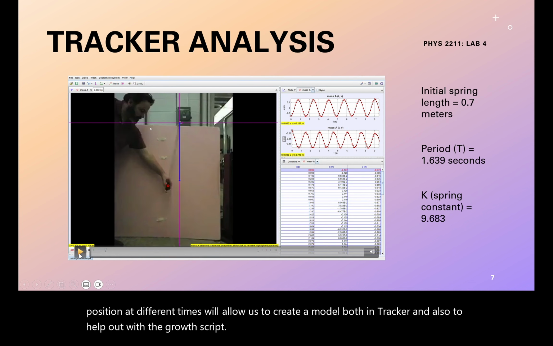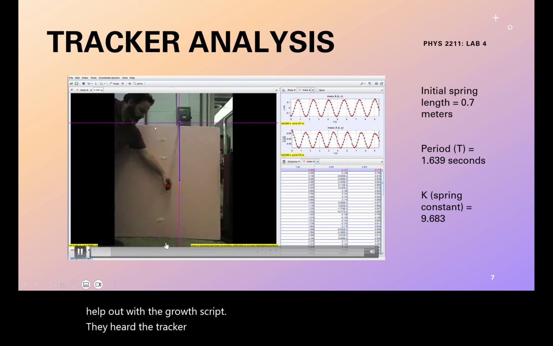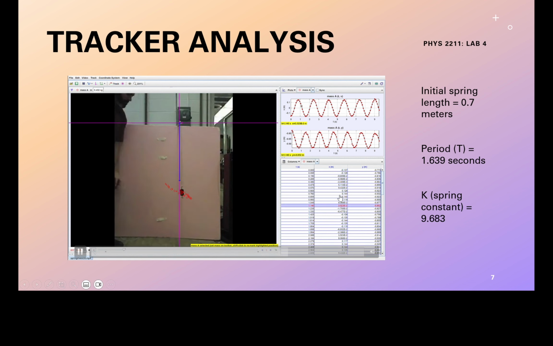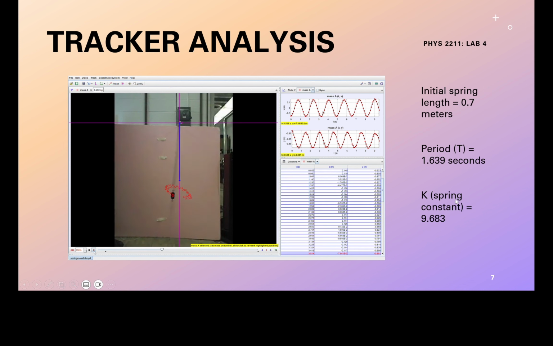So here's the Tracker analysis. This is the Tracker model. As you can see at the top, the mass is set to 0.402 kilograms, which is the mass of this black mass right here. You can see at time 0, the initial position is right here, and these are the oscillation graphs, and we can see it in motion being tracked. And this blue line is also calibrating, setting it to 0.7.